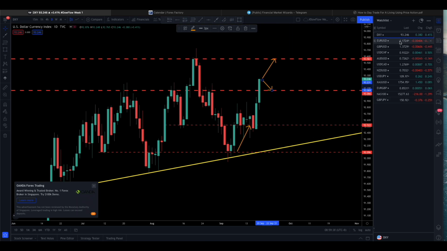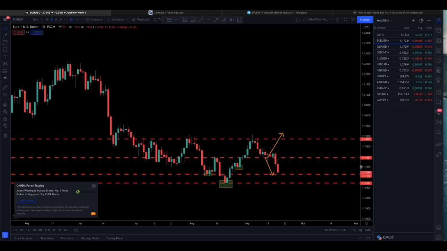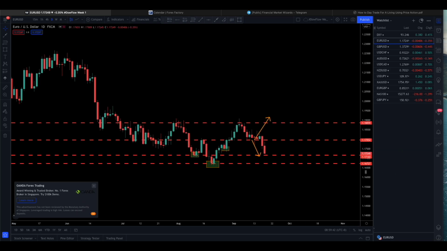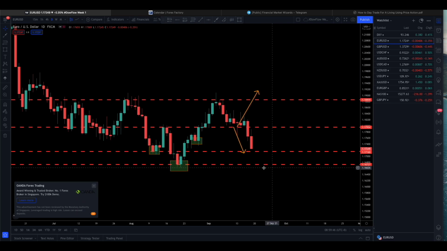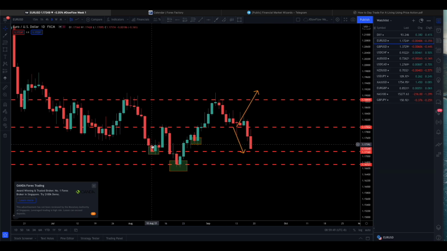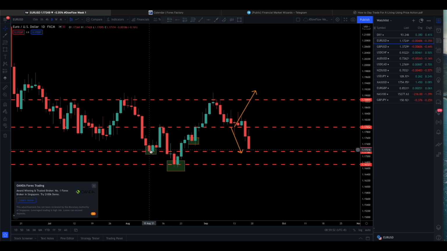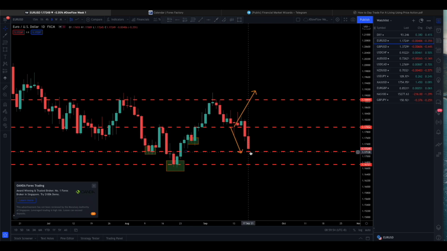Now moving on to euro dollar. Euro dollar is very close to support, because previously we had this inverted head and shoulders pattern: left shoulder, head, right shoulder, and you can see that now price is very close to this.